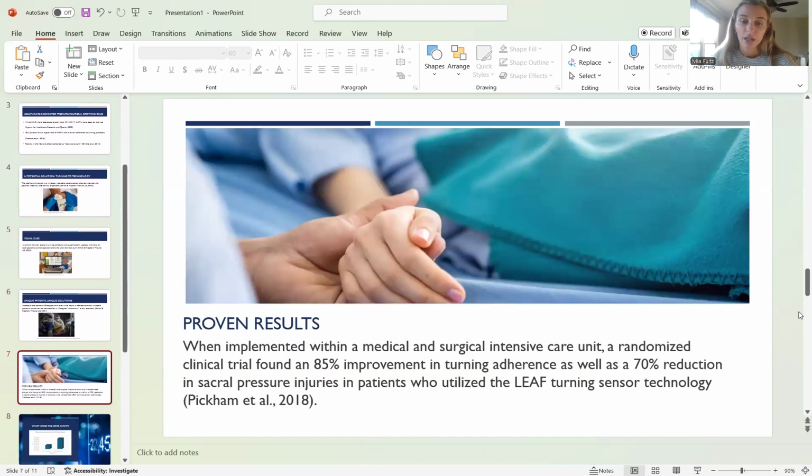So in a randomized control trial, this has been proven to show an 85% improvement in turning adherence, which is very significant. There's also a 70% reduction in sacral pressure injuries when using the leaf turning sensor technology. So this has great implications for patients. Not only are they going to have fewer HAPIs, that means they'll have fewer incidences of infection. If there's an open area in the skin, there's a higher rate of bloodstream infections. If they're not being turned adequately, they're going to have poorer mobility overall. So this can have great potential downstream effects for our patients.